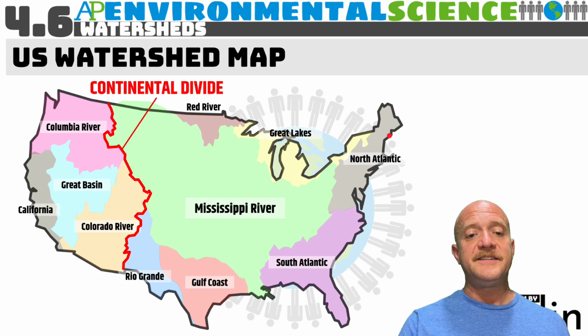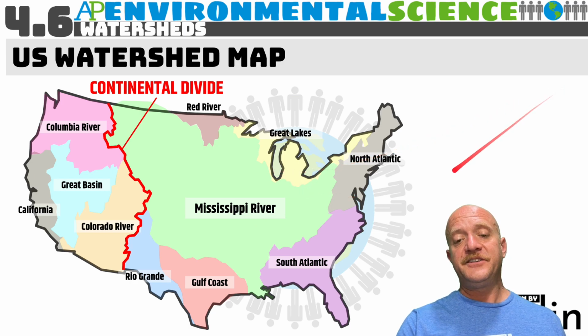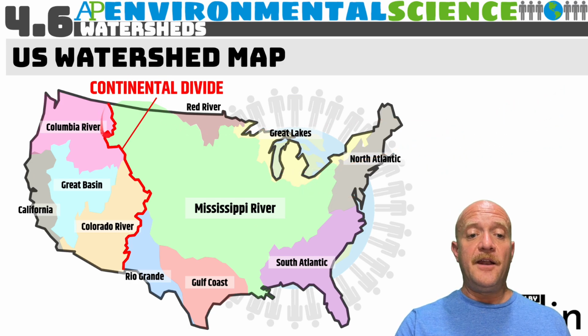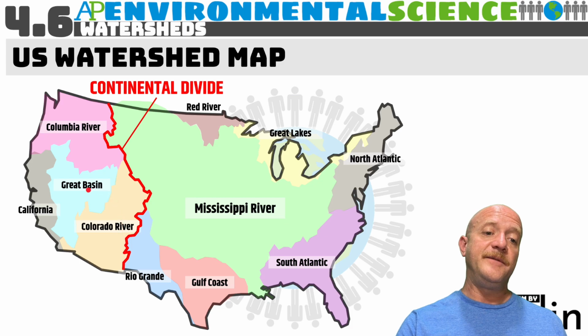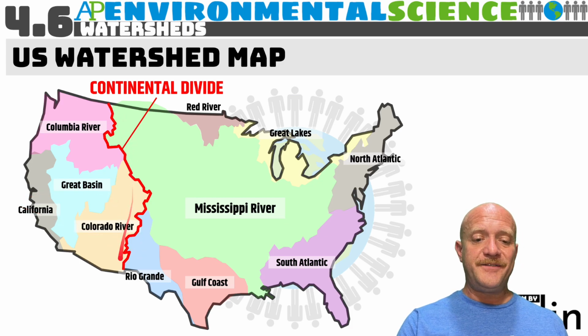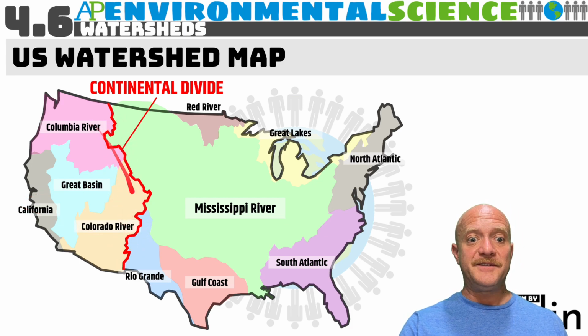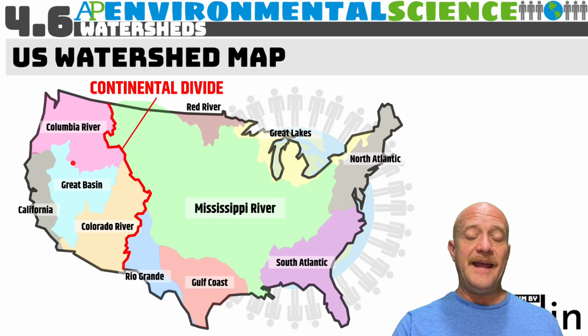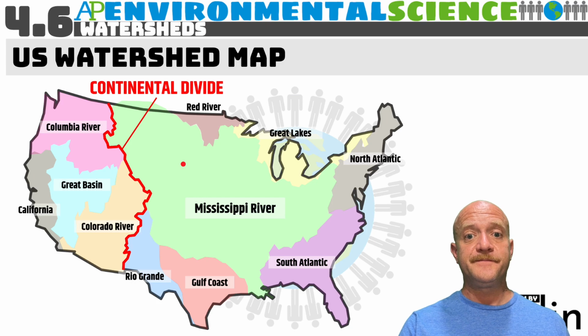Now there is this area right here. This is called a continental divide. All of the water east of here goes eventually to the Atlantic Ocean, and all of the water west of there goes to the Pacific Ocean. And what is found here? The Rocky Mountains. So the Rocky Mountains are basically the divider between the Atlantic and Pacific Ocean.